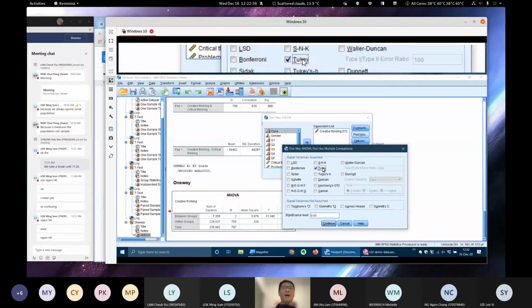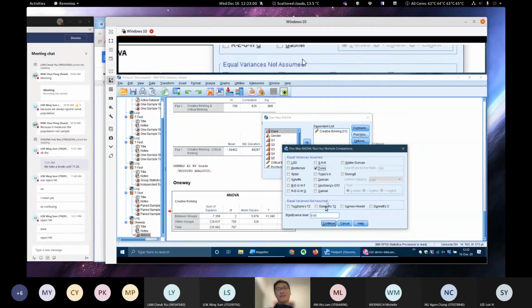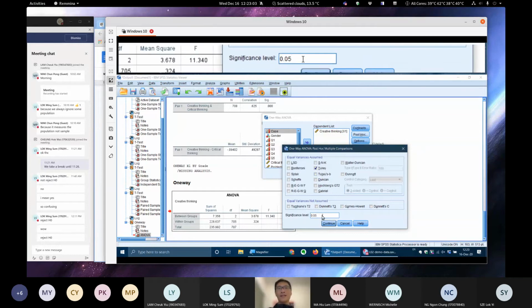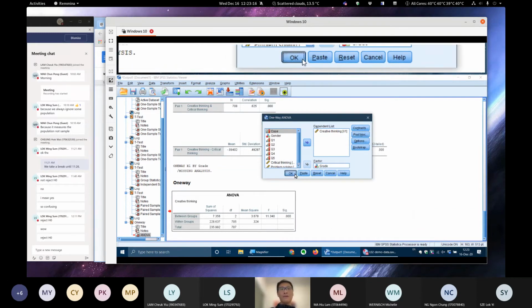Usually, if you do not have any particular idea, then we try to pick the one that is the most popular. Or if you are trying to compare your data with the literature, and the literature is doing this test, then you have to pick the same test. So let's say we pick the Tukey test. It also allows you to put down the significance level, and we just use the default value. Click continue here, and then we click OK here.